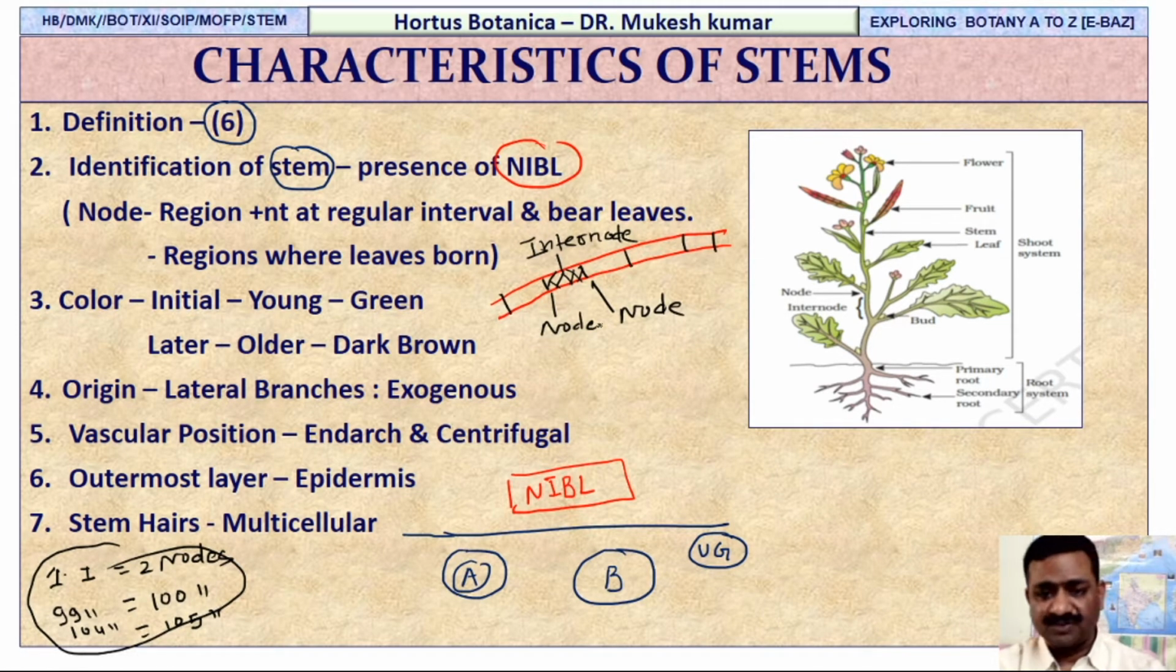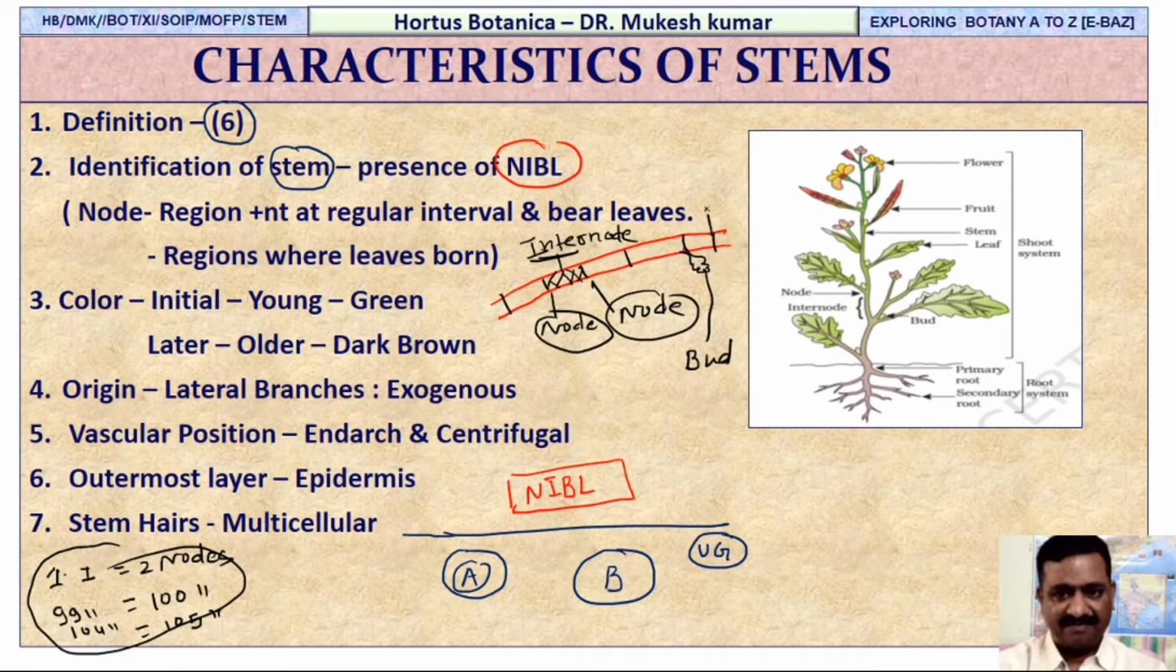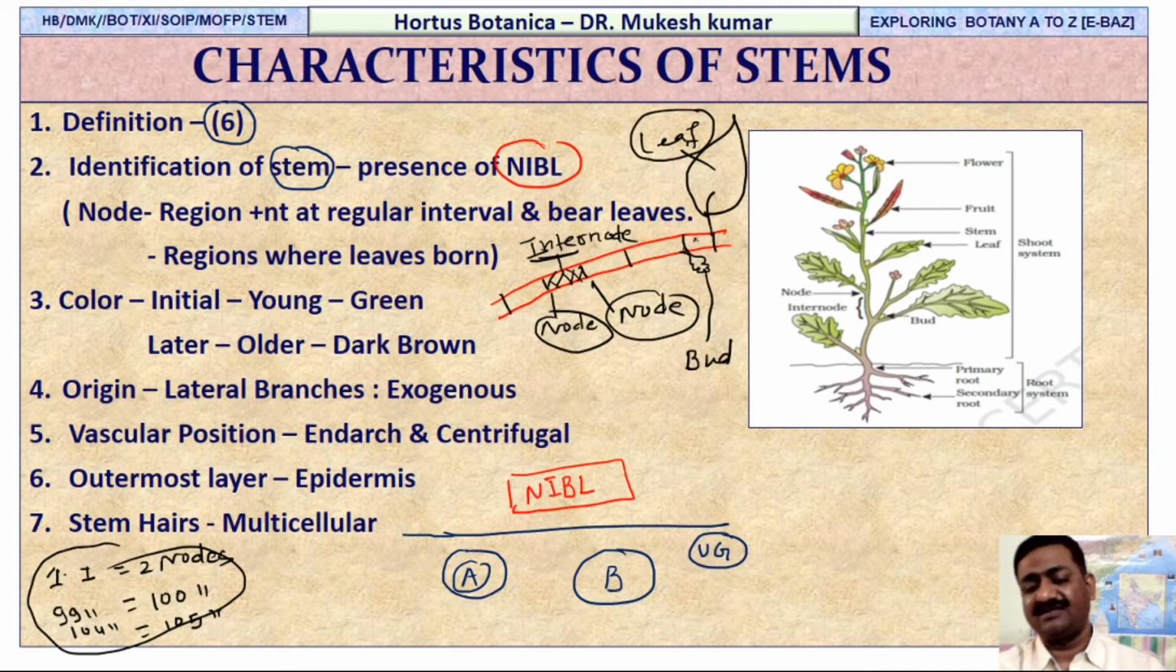Now see, first we have a node. In between 2 nodes we have an internode. Fine. See, we have this node, and this node will bear this embryonic structure, and this is called a bud. This bud may develop in the form of a leaf also. It might be possible that it will modify in the form of a flower and further fruit too after fertilization.